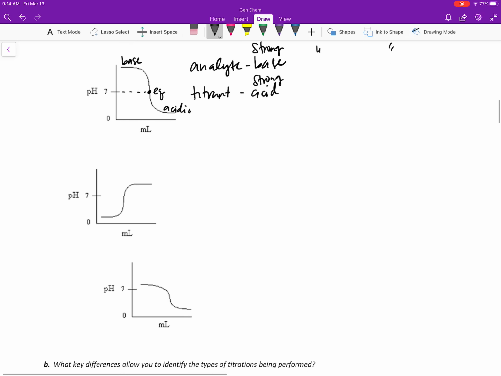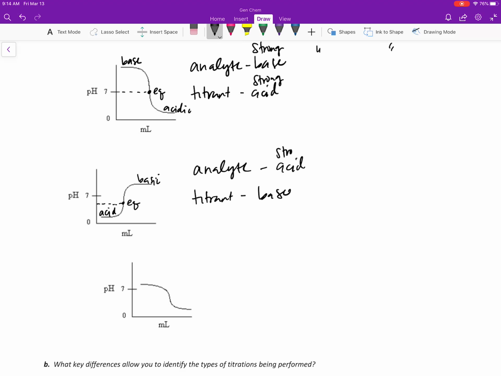Third one, it's going to start off acidic. So my analyte is an acid. My titrant must be a base because eventually it's going to become basic. And my equivalence point is approximately about 5. So what this would suggest to me is that the acid, the analyte itself, is strong, but I'm only titrating it with a weak base, which is why the equivalence point is less than 7 and not higher than 7.